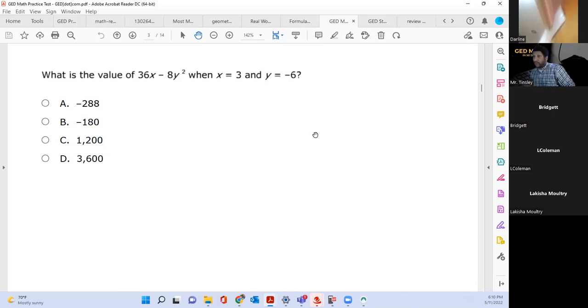So again, I'm going to give you 2 minutes for this one. A is minus 288, B is minus 180, C is 1200, and D is 3600. And I'm going to set the timer for 2 minutes.